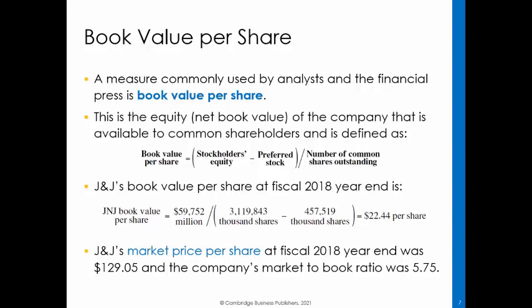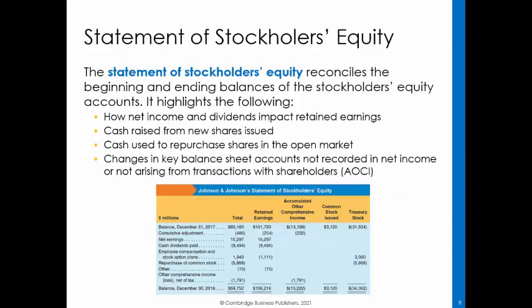$22.44. Comparing this to market price per share of $129.05 yields a market to book value ratio of 5.75. The median market to book ratio for the S&P 500 companies at the end of 2018 was 2.91. So the market value for Johnson & Johnson was higher relative to book value than the median S&P 500 companies.